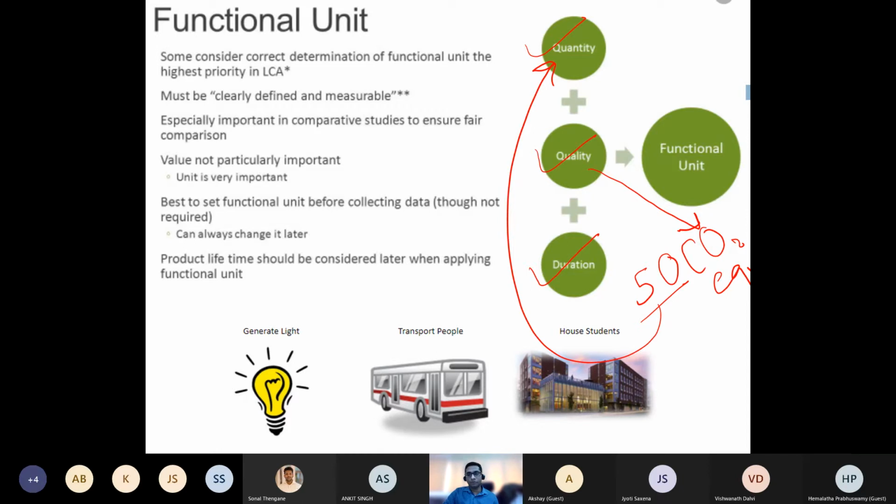And this CO2 quality, when we are doing this, could be over a duration of 25 years, 100 years, or 500 years. The most common assumption is 100 years, and that is where the duration is coming in. So what we are quantifying is 50 CO2 equivalent over a duration of 100 years. So that's why a good function unit, whatever it may be, should have the quantity, quality, and duration. We'll try to discuss this in more detail.